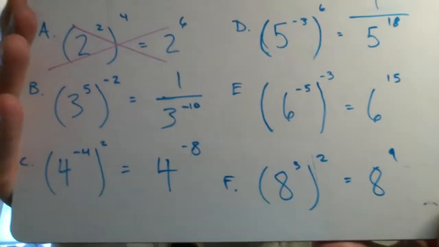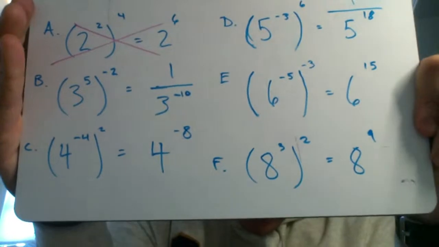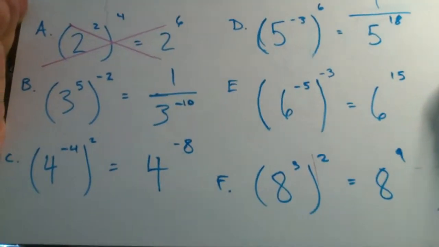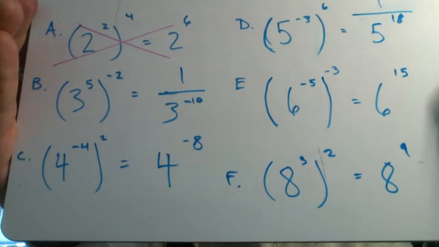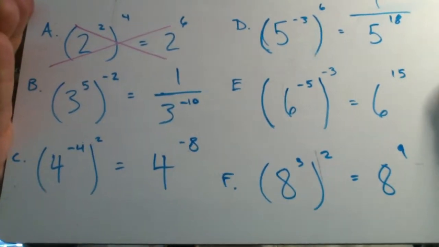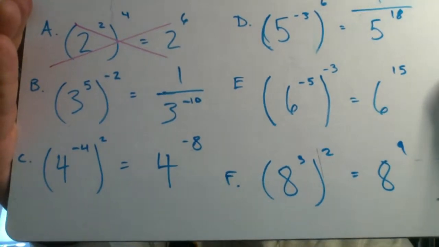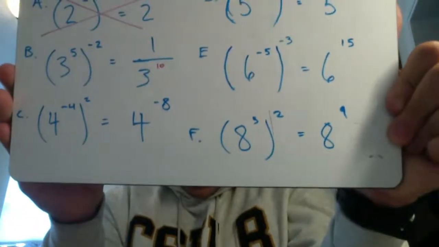B is tricky because we use the power rule again. We get 3 to the negative 10th, which is 1 over 3 to the 10th power. But, oops, dropped my whiteboard there. The difference is that their answer has a negative in the denominator. But when that value gets to the denominator, it should be positive. Right? It really should be 3 to the 10th. That's what it should be. So that's why it's incorrect.